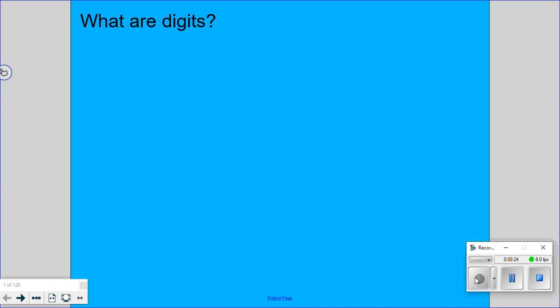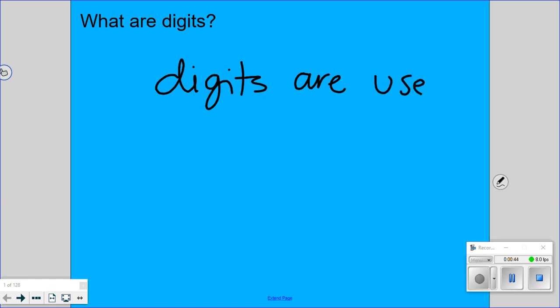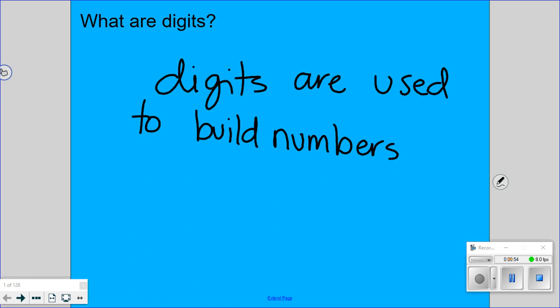Digits are used to make up numbers. Brilliant. Say it one more time for the front and the back. Digits are used to make up numbers. I'm writing, but you do not have to write this, unless you're not paying attention, then write it. Digits are used to build numbers. Can a digit also be a number?